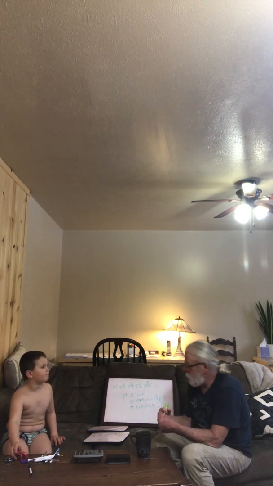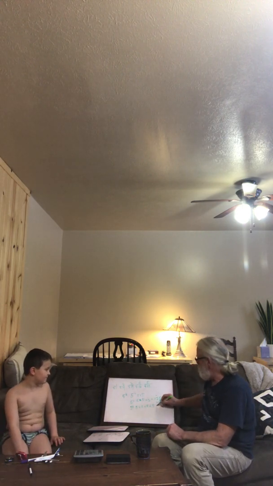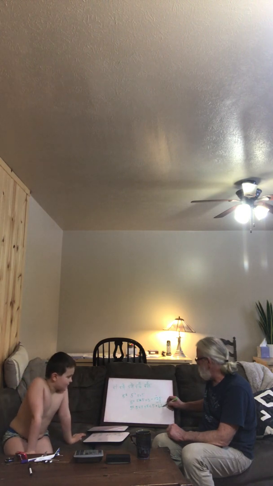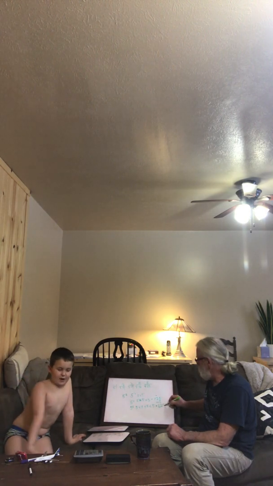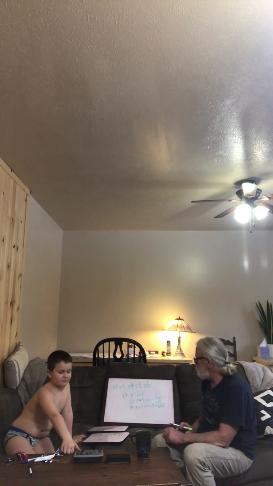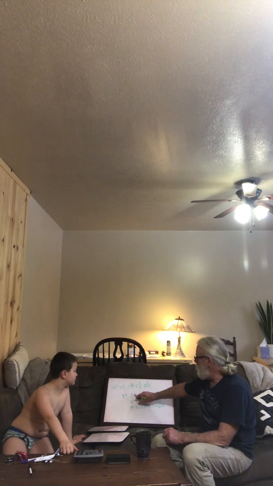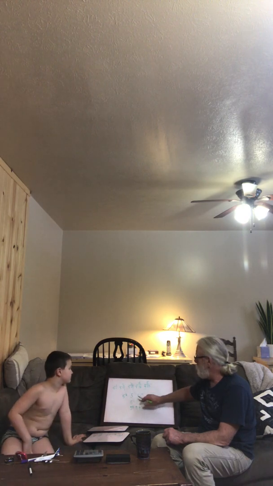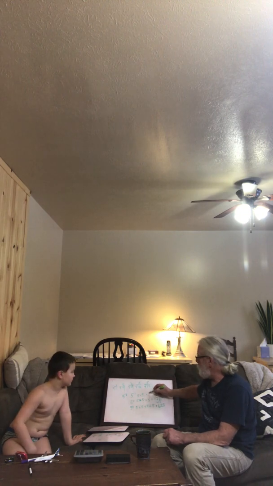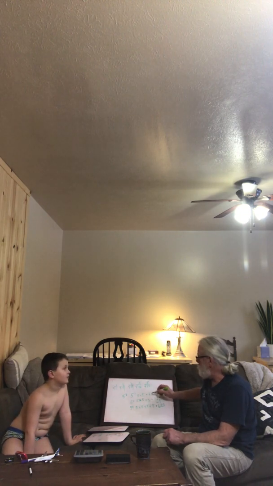Alright, time's up. Who got 625? If you got that, you're correct. That is 5 to the fourth power. They call this 5 squared. 5 times 5, 25. Good. So the square root of 25 is 5.